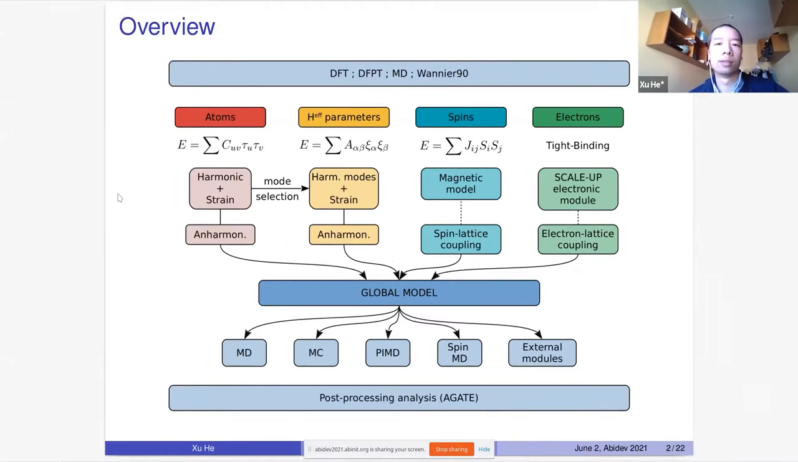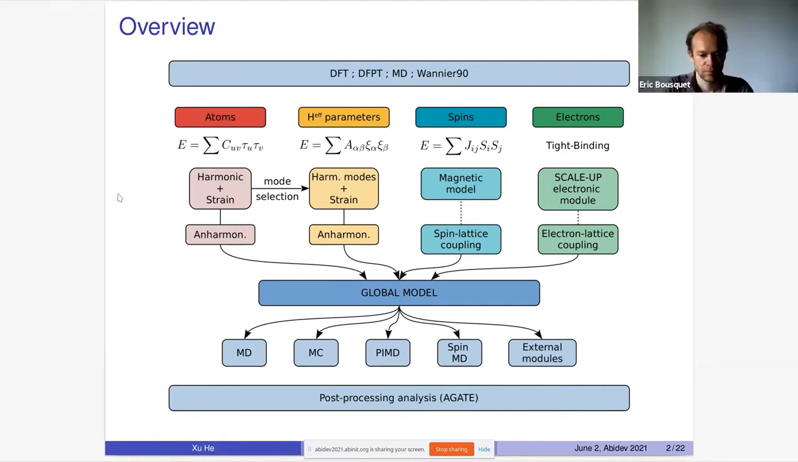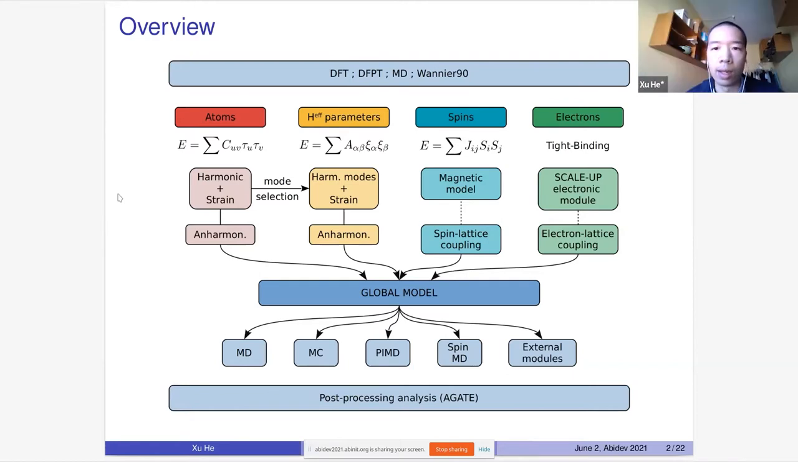As the previous talk showed, we could use the second principles method to build effective models from density functional theory data, and then do very large scale dynamics simulations, even on a personal computer. With this method, we could have many degrees of freedom. In the previous talk, it was the atomic displacement, which they could use with the atomic force constants to have the harmonic part, and on top of that, we could add strain and anharmonic interactions between these displacements.